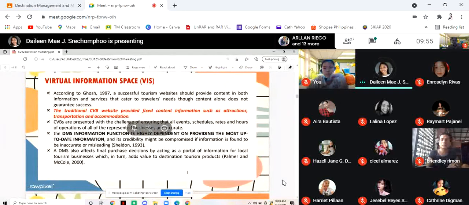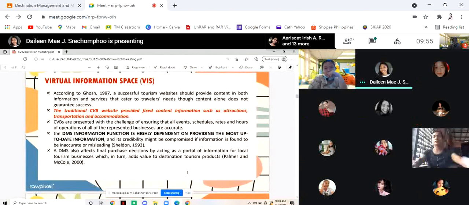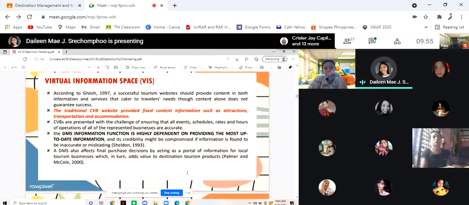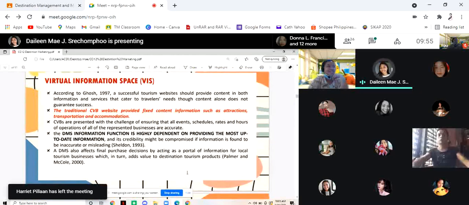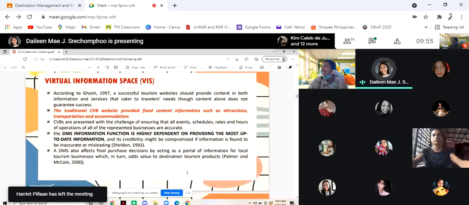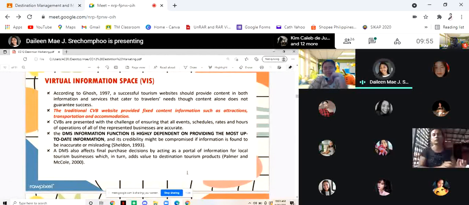CVBs are presented with the challenge of ensuring that all events, schedules, dates, and hours of operation of all represented business are accurate. Kailangan yung mga information din na pre-present nila dun sa websites ay accurate. At tama kasi kapag nagkaroon sila, kunyari, nagbigay sila ng false information dun sa website nila, pwede yung mag-lead to their demise or parang masira yung kanilang image dun sa mga consumers.